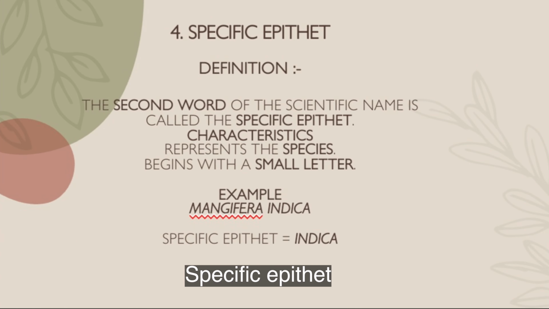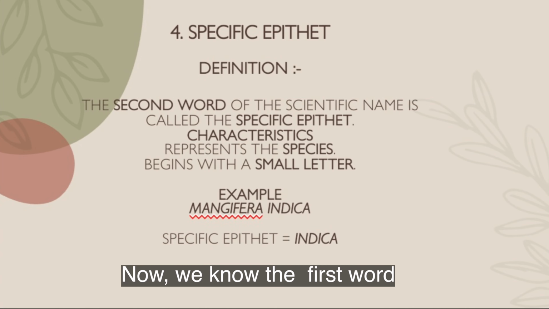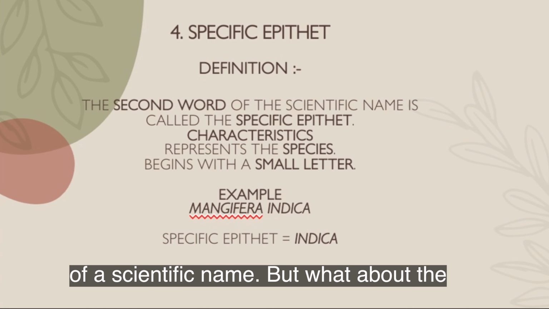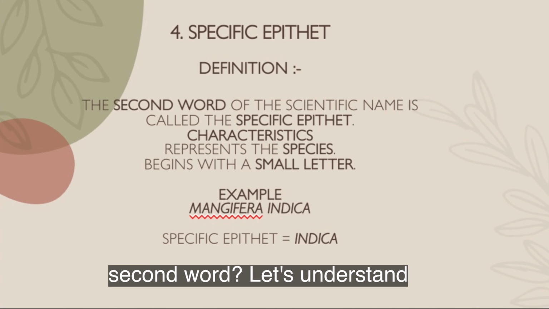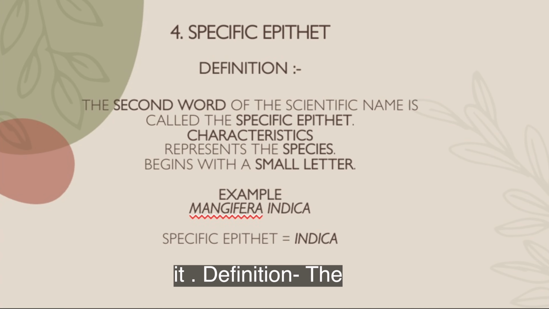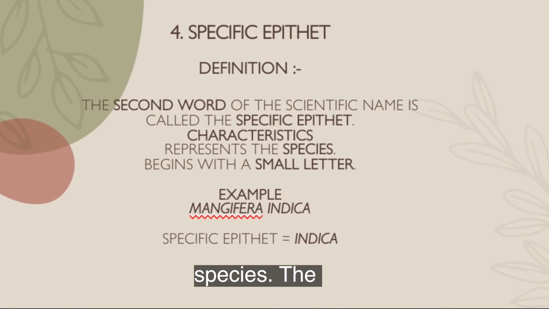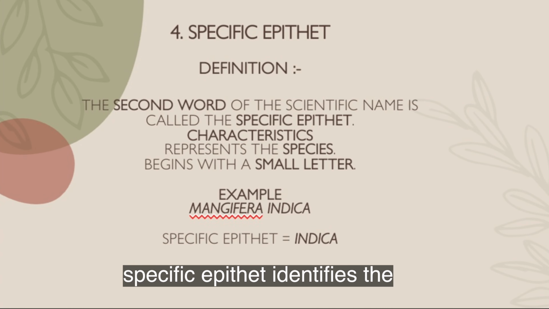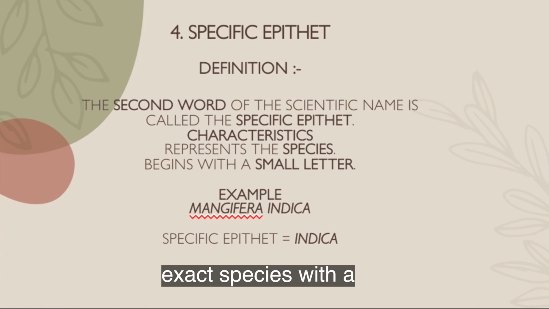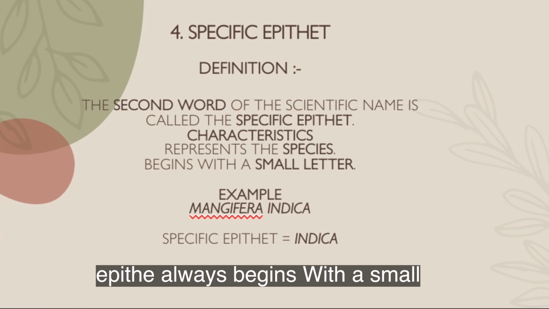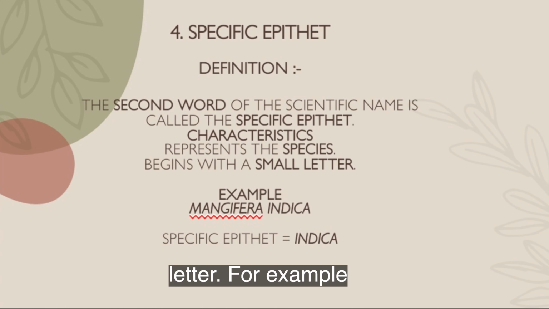Specific epithet. Now we know the first word of a scientific name, but what about the second word? Let's understand it. Definition: the specific epithet is the second word of a scientific name and it represents the species. The specific epithet identifies the exact species within a genus. Unlike the generic name, the specific epithet always begins with a small letter.